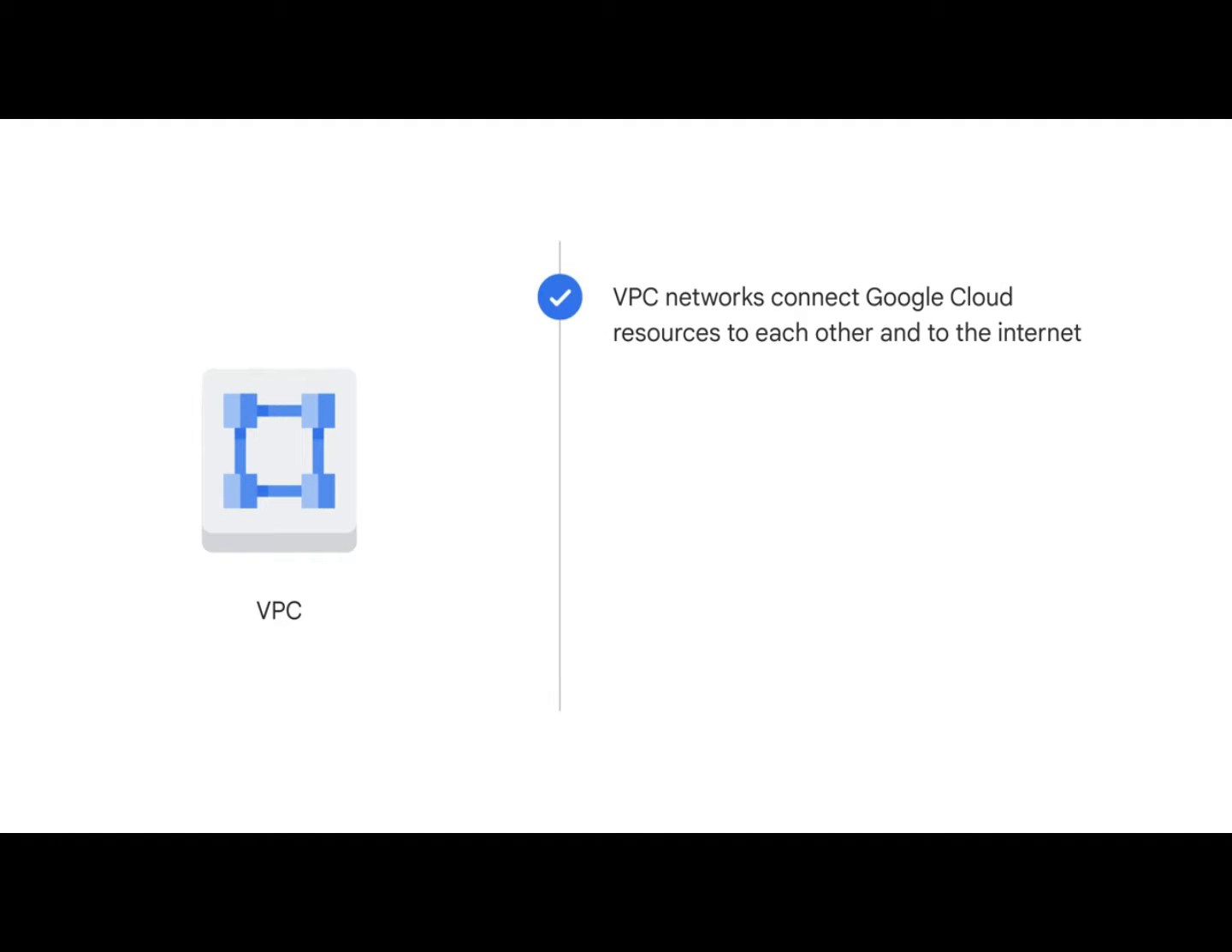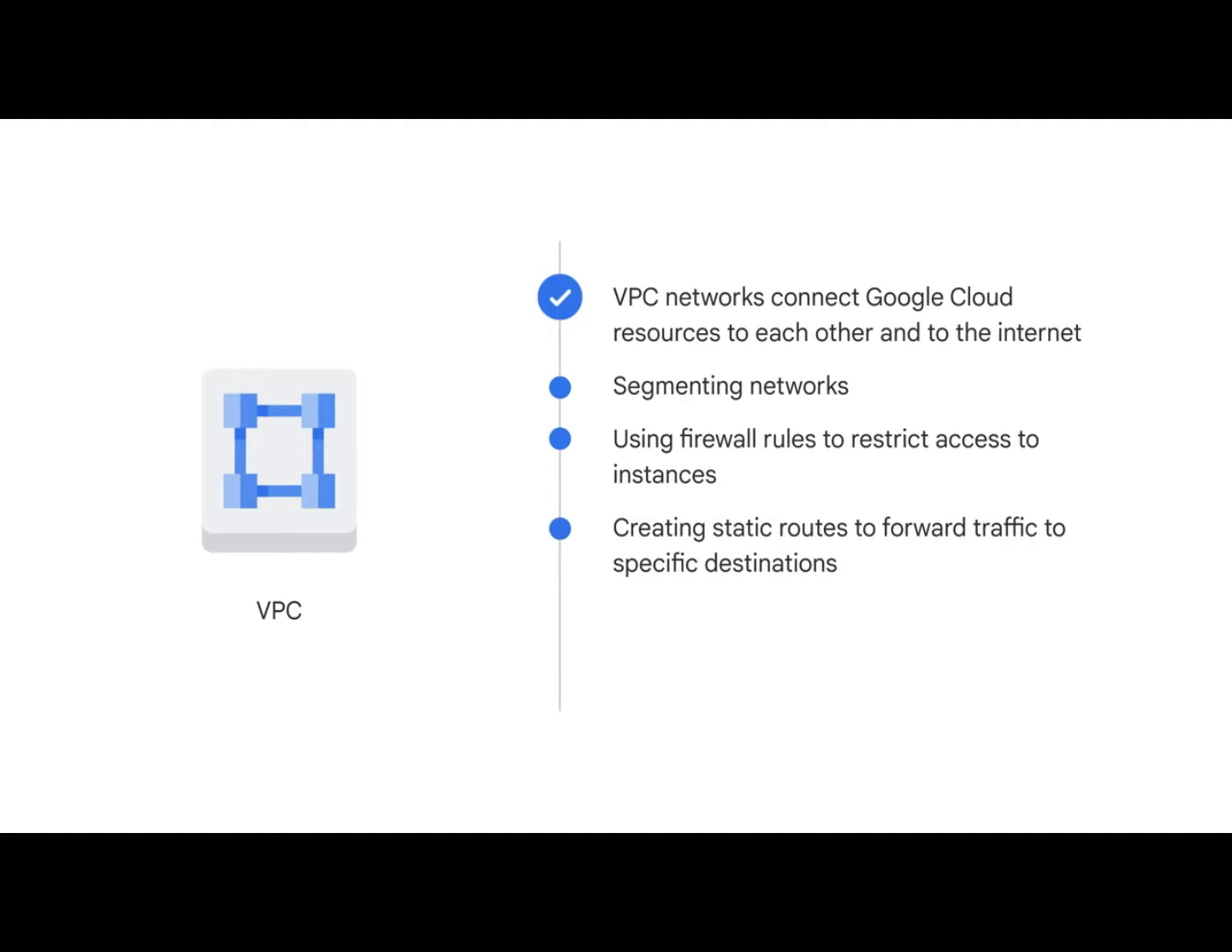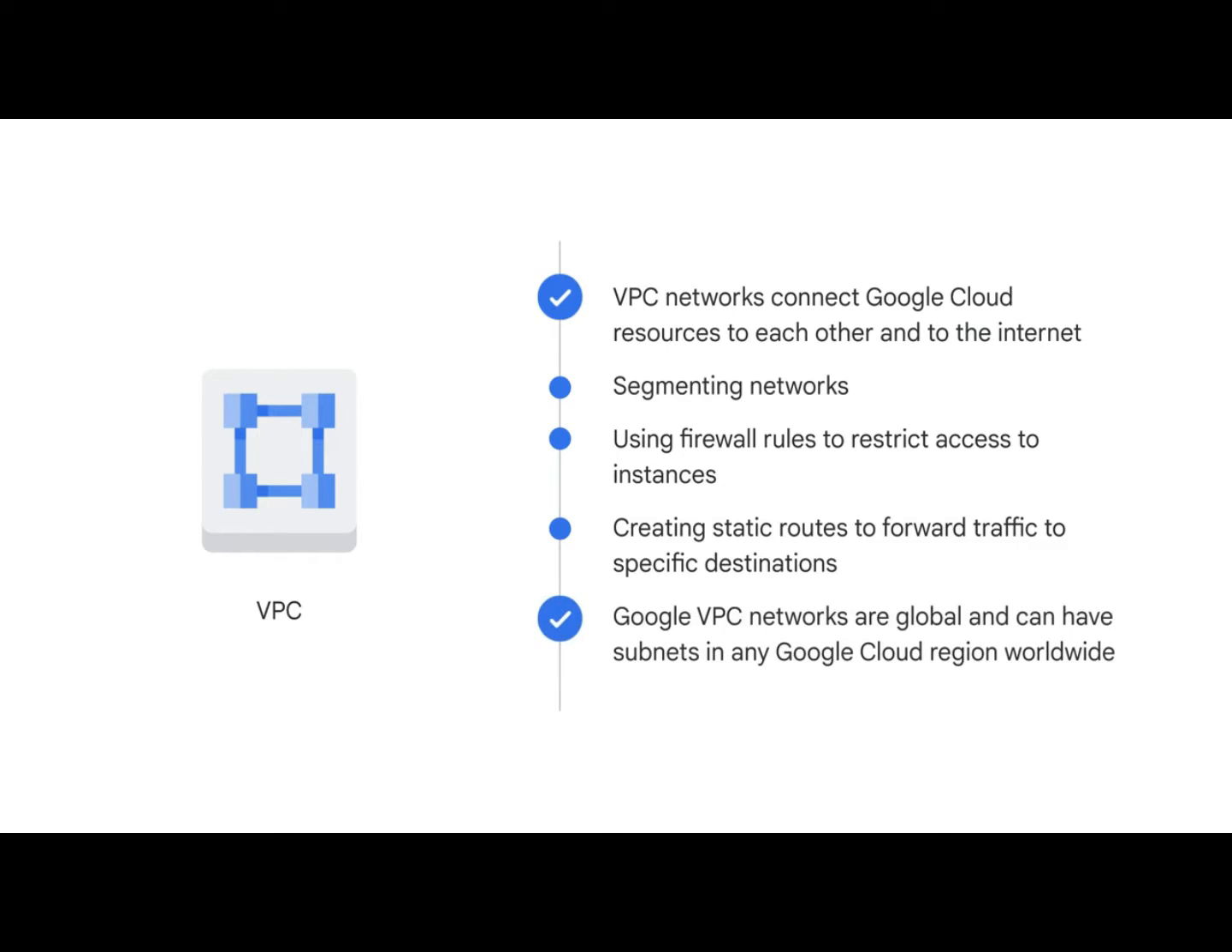VPC networks connect Google Cloud resources to each other and to the Internet. This includes segmenting networks, using firewall rules to restrict access to instances, and creating static routes to forward traffic to specific destinations. Here's something that tends to surprise a lot of new Google Cloud users. Google VPC networks are global. They can also have subnets, which is a segmented piece of the larger network, in any Google Cloud region worldwide. Subnets can span the zones that make up a region. This architecture makes it easy to define network layouts with global scope. Resources can even be in different zones on the same subnet.